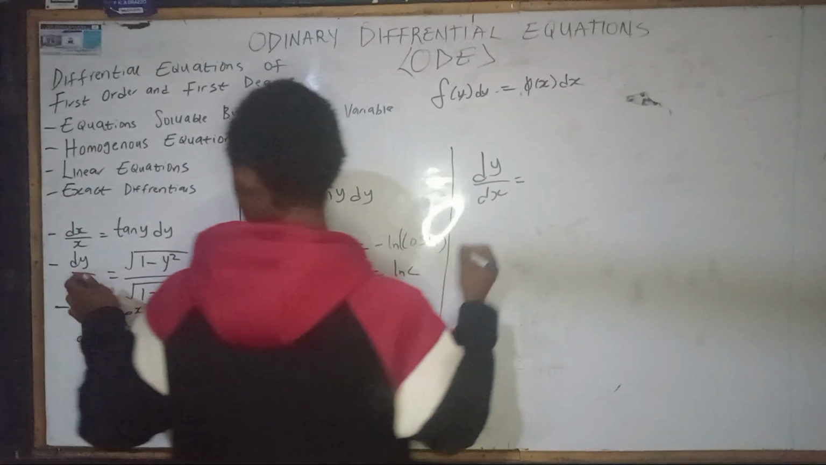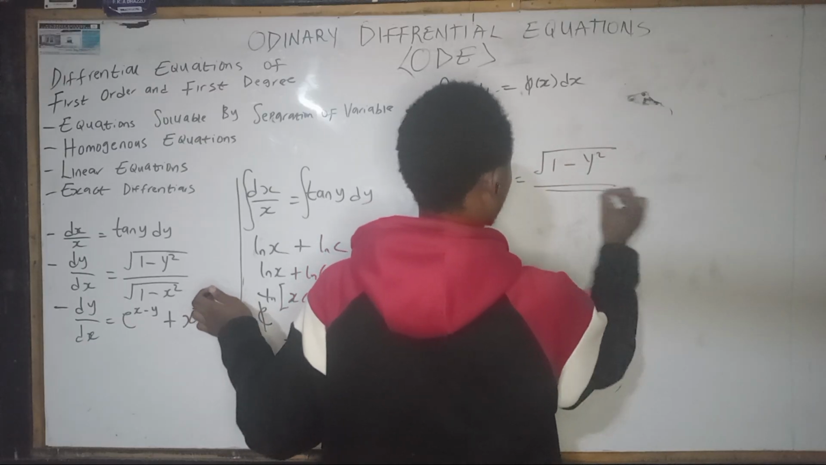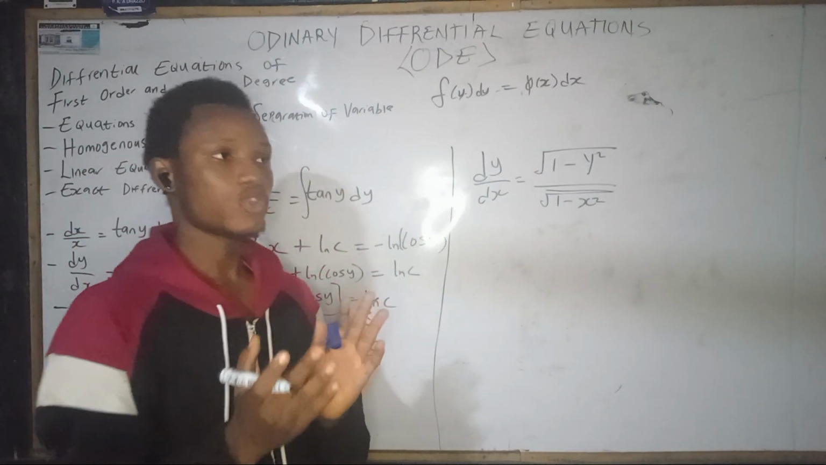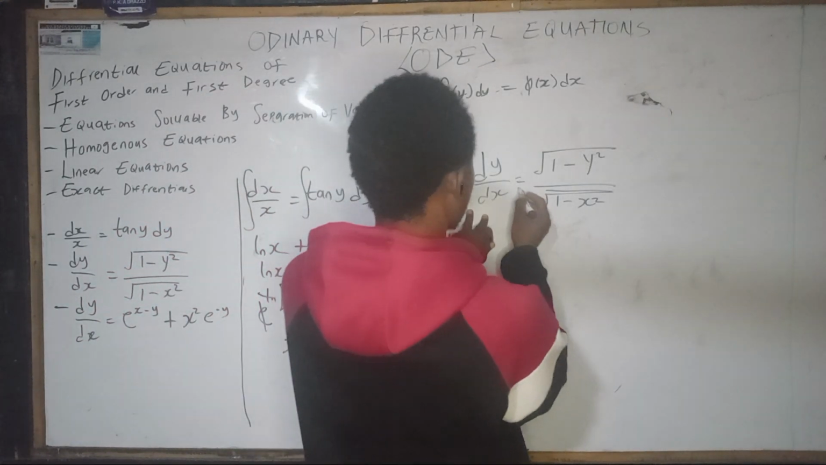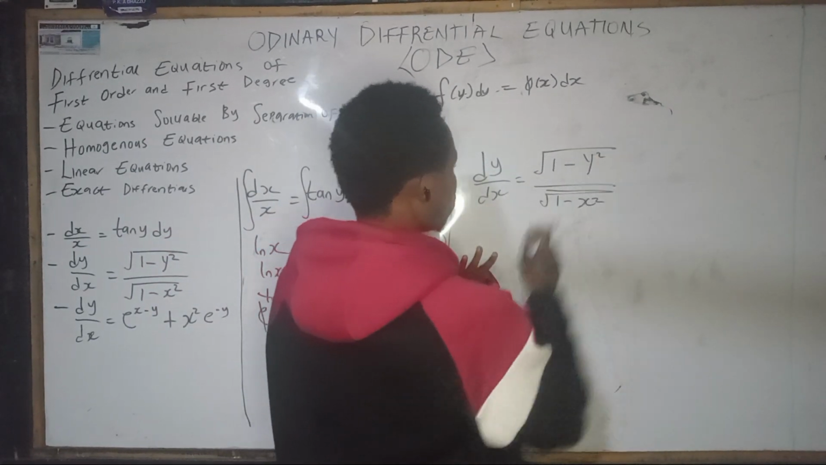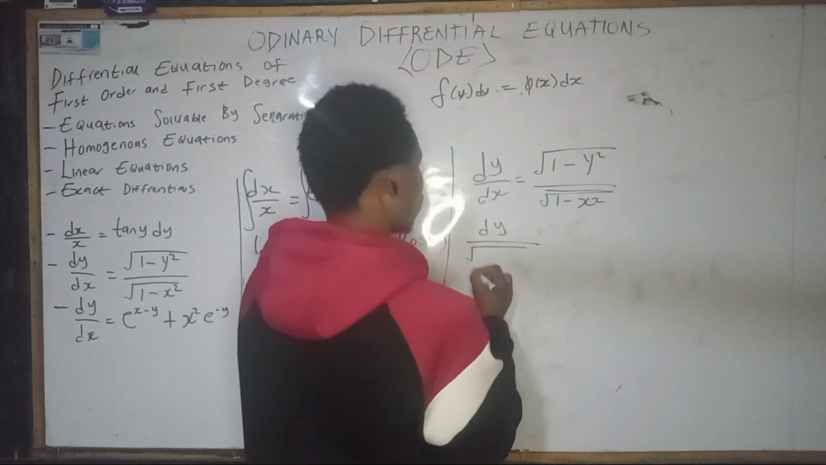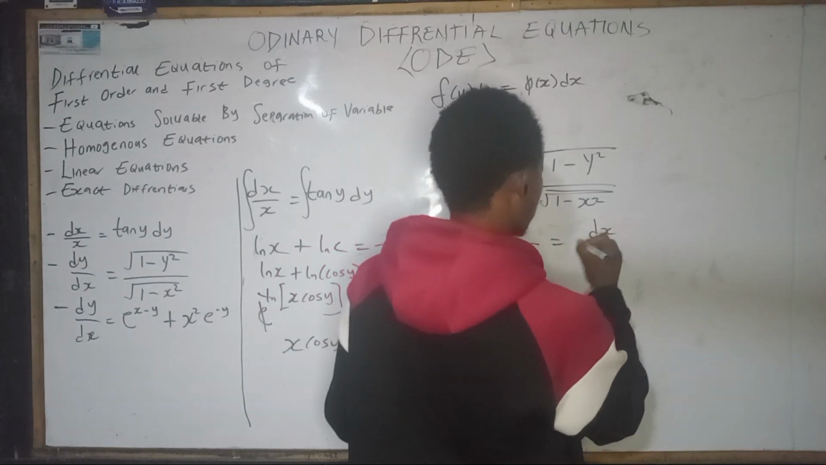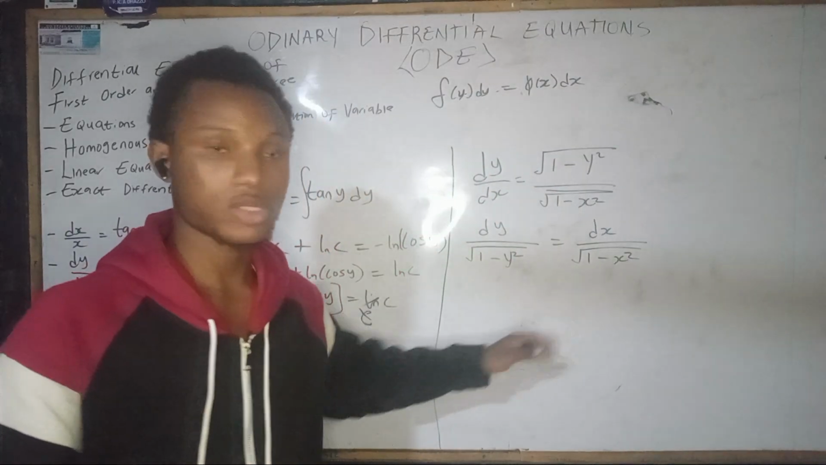dy/dx is equal to the square root of 1 minus y squared over the square root of 1 minus x squared. First of all, we need to put y on one side and x on the other side, so we just cross multiply. We bring y here and x to this place. We are going to have dy over the square root of 1 minus y squared is equal to dx over the square root of 1 minus x squared.